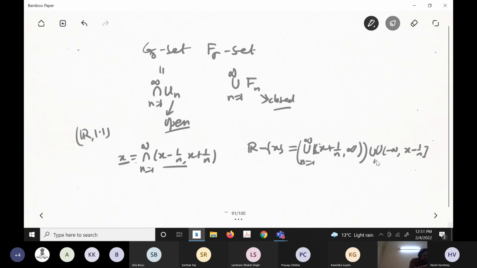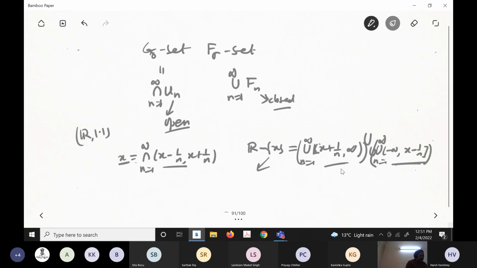Another union. Here it should be another. These are closed sets, countable. Countable unions of closed sets. But this is open, this is not closed. So G delta set, F sigma set.